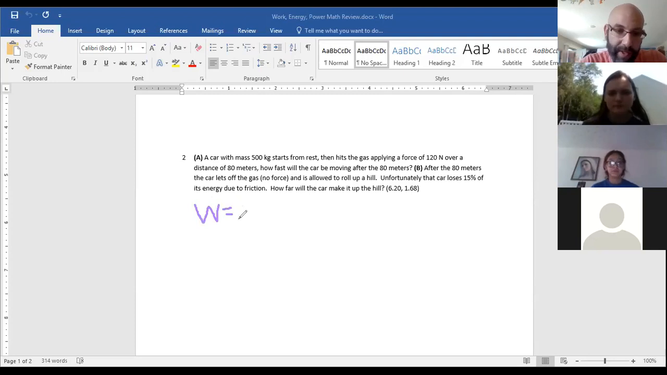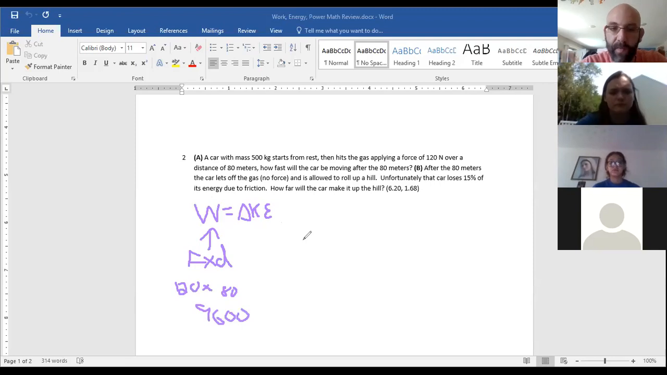Work equals delta KE. Work equals the change in kinetic energy. So to solve for work, that's just force times distance. So that would be 120 times 80. And that's going to get you 9,600. Delta KE is the change in kinetic energy.